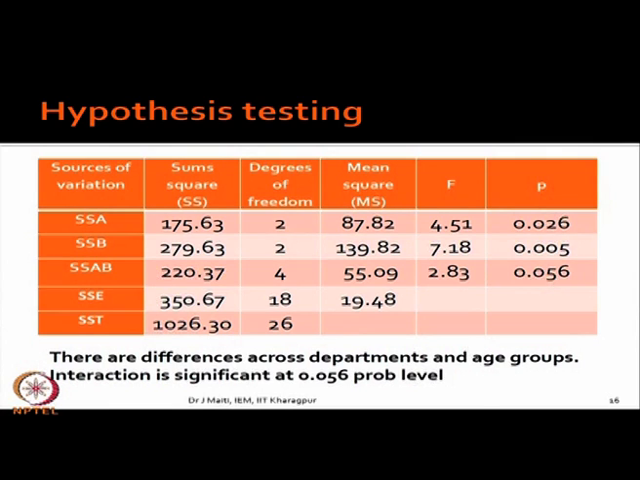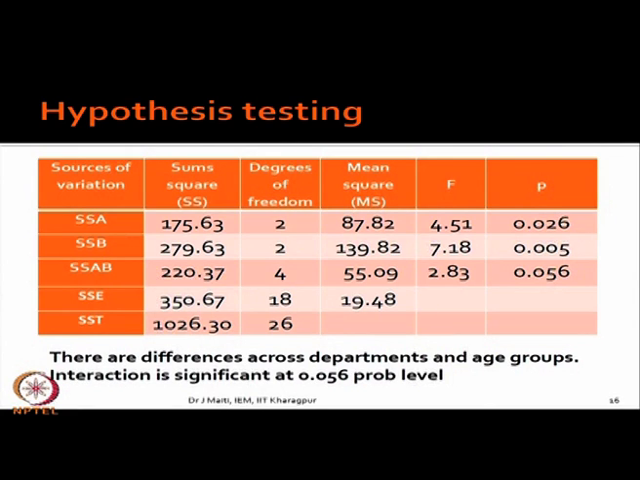So, if you consider alpha equal to 0.05, that means 95% confidence or 0.05 significance level, then your A and B effects are significant, whereas interaction effects are not significant. But this value is very close to 0.05. 0.056 is very close to 0.05. So, what I mean to say is that you can consider it also significant. So, the result is there are differences across department and age groups, interaction is significant at that probability level. So, we can say also interaction effect is there.